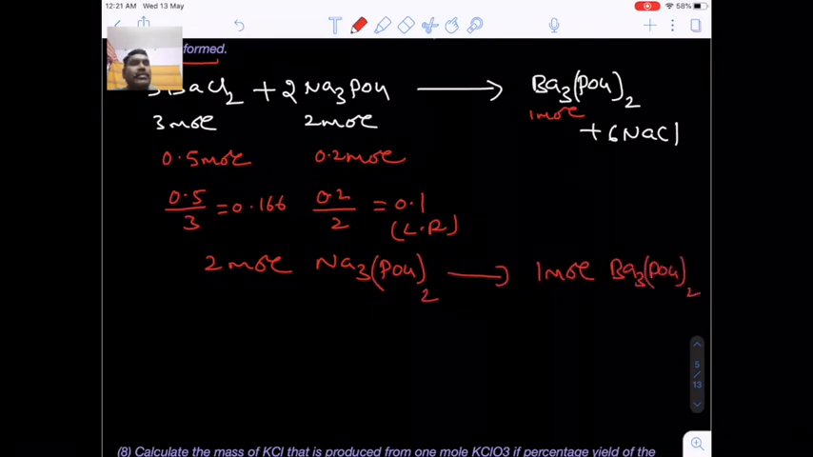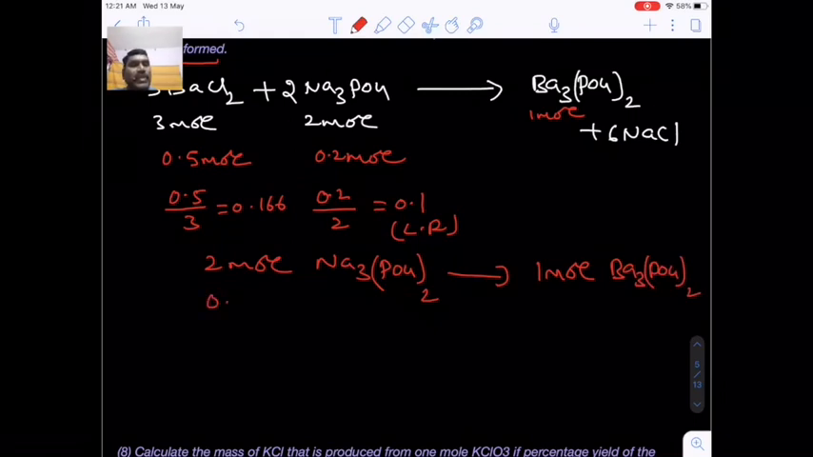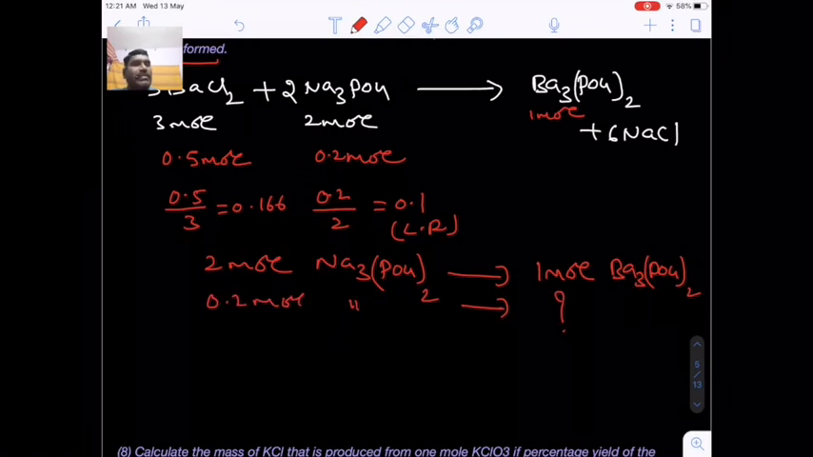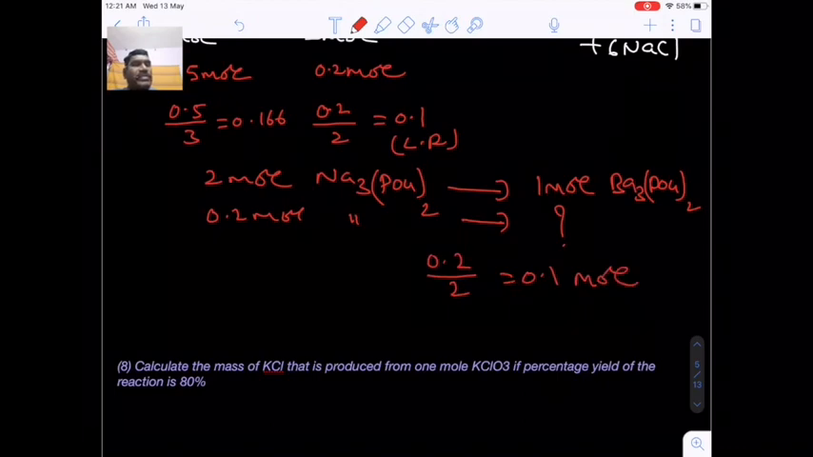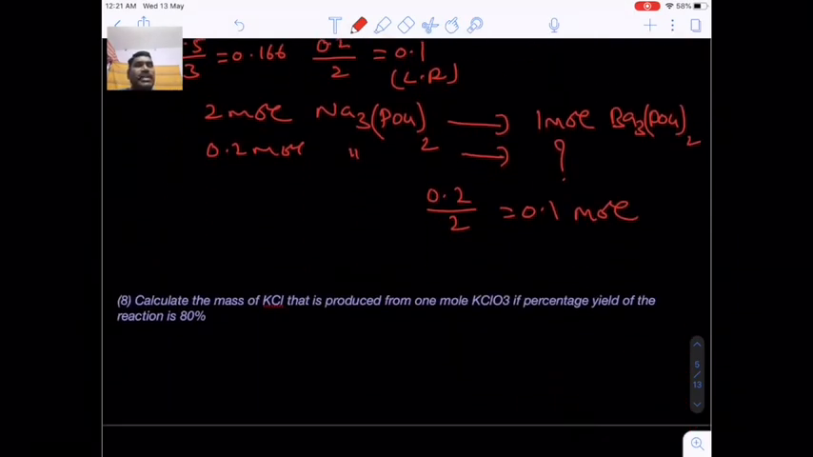Now you have only 0.2 moles of sodium phosphate, from which how many moles of barium phosphate? So, unitary method: 0.1 moles. So 0.1 moles. This is the answer.